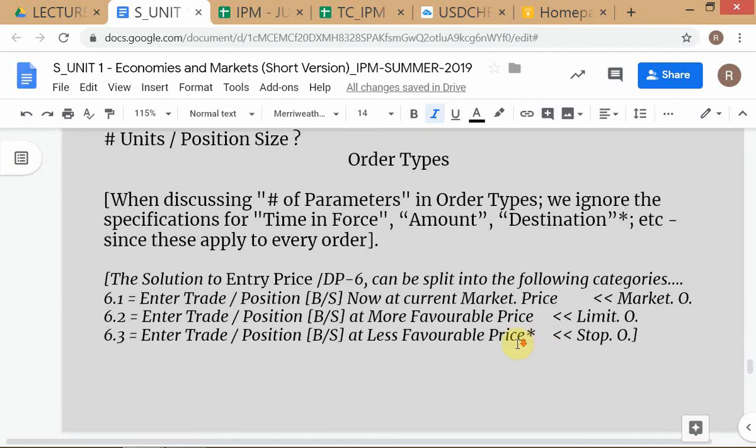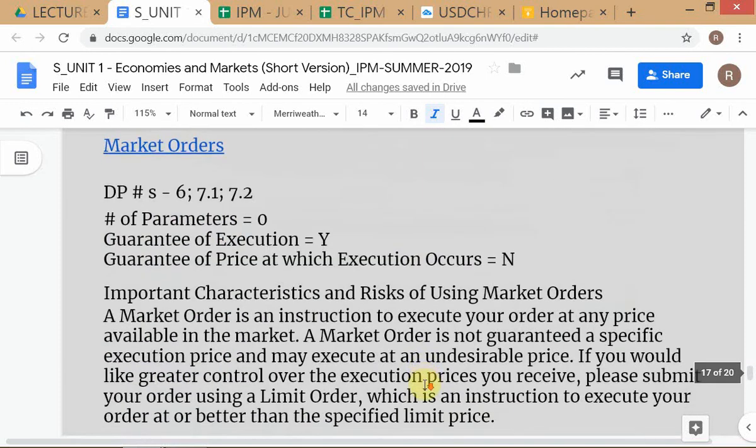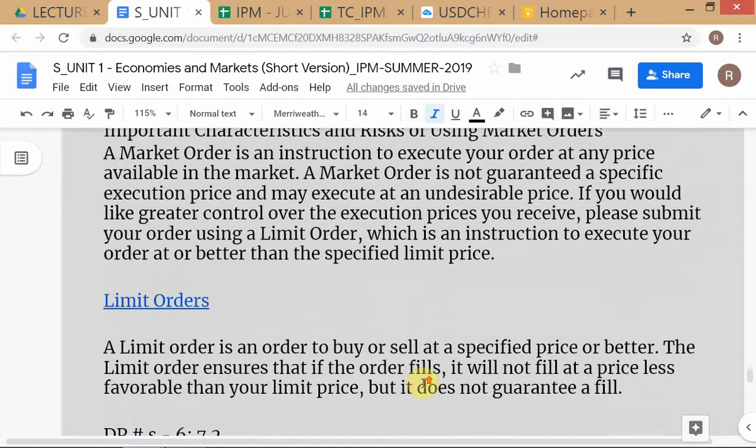To understand this, at least initially, if you are going to enter your trade at a price less favorable than the current market price, you would be using a stop order. So let's understand the logic of a stop order. The market order and limit order we have already understood.